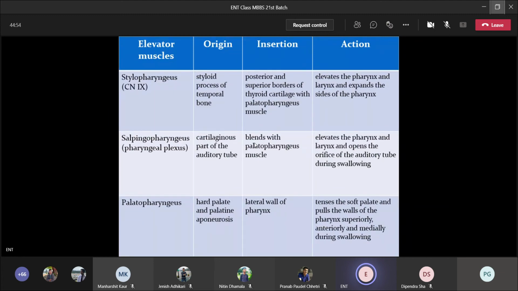And then palatopharyngeus: the origin is the hard palate and palatine aponeurosis, and the insertion is the lateral wall of the pharynx. The action is to tense the soft palate and pull the wall of the pharynx superiorly, anteriorly, and medially during swallowing. So these are the three elevator muscles: salpingopharyngeus, stylopharyngeus, and palatopharyngeus, with their origin, insertion, and actions.